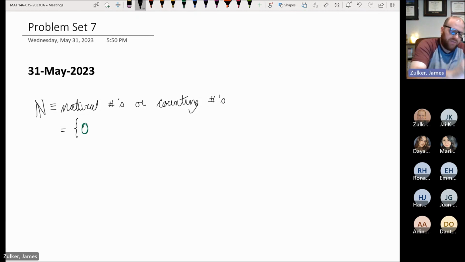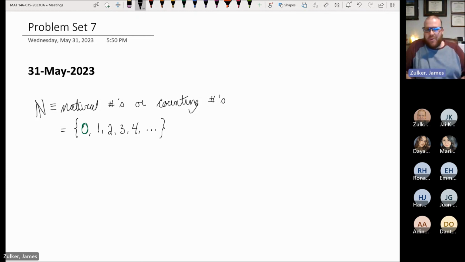So I'm going to put 0 in green because depending on the text you're looking at, 0 may or may not be included in the counting numbers. I personally don't count 0 as a natural number. I personally define the natural numbers as the numbers 1, 2, 3, 4, 5, 6, and so forth. It's the numbers that you actually count with. We typically don't count with 0.